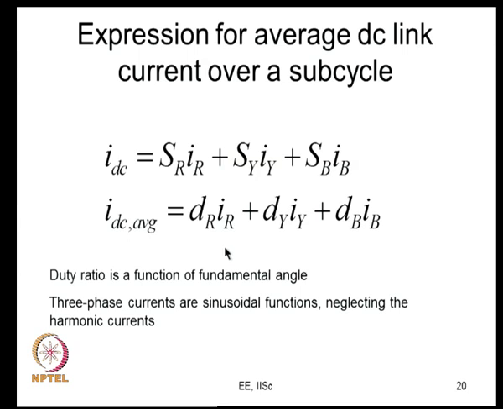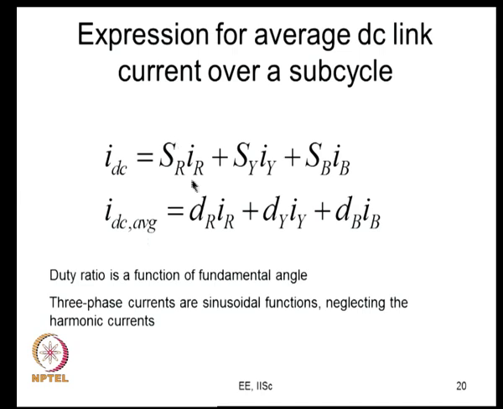You are not looking at the inverter state totally, but you are going by phase by phase. So, IDC has these 3 contributions from the R phase top device, the Y phase top and the B phase top device. Now, if you average this IDC over a subcycle, we call this IDC average. So, what has been done? This has been averaged over a subcycle duration, that is IDC average.